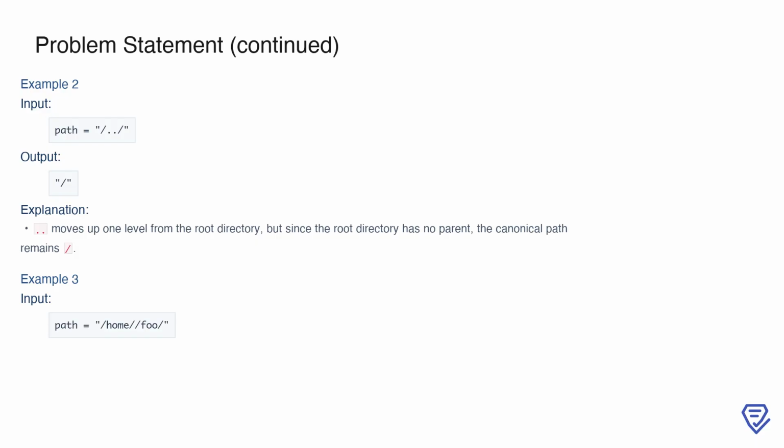Another example is the input path /home//foo/. Here, multiple consecutive slashes are treated as a single slash, so the path simplifies to /home/foo. Additionally, the trailing slash is removed in the canonical form.